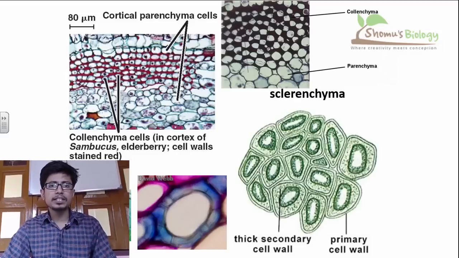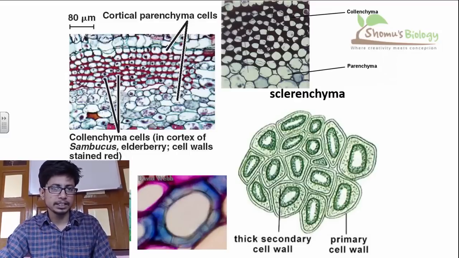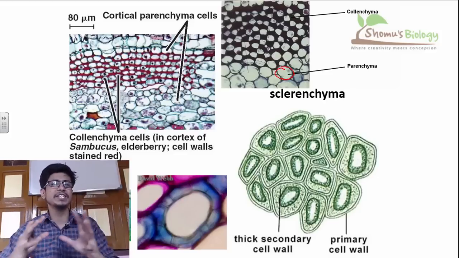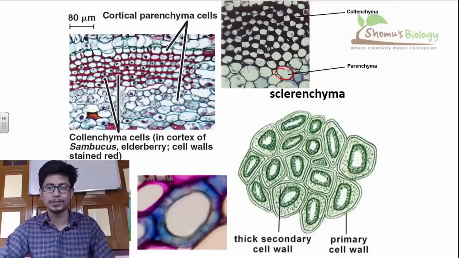Now here are some images of all those types of cells. These images have already been shown. These are the examples of collenchymal cells and parenchyma. You see the parenchyma, it's always large, big, easy to see, filled with vacuoles, while collenchyma has a thick wall between those cells.